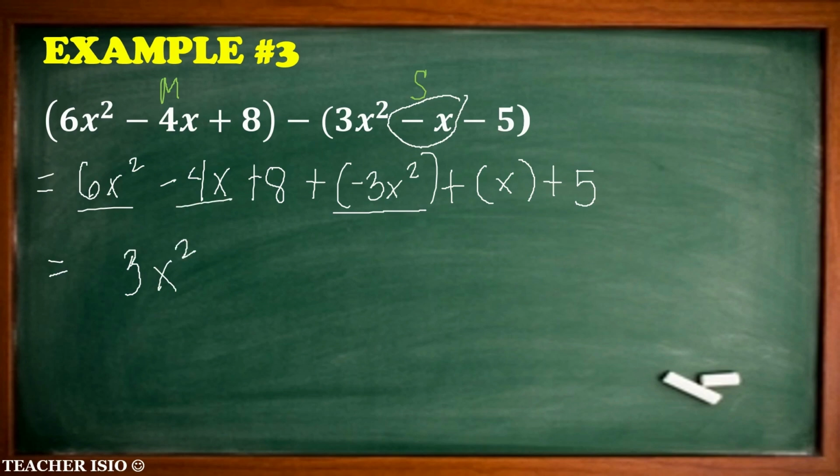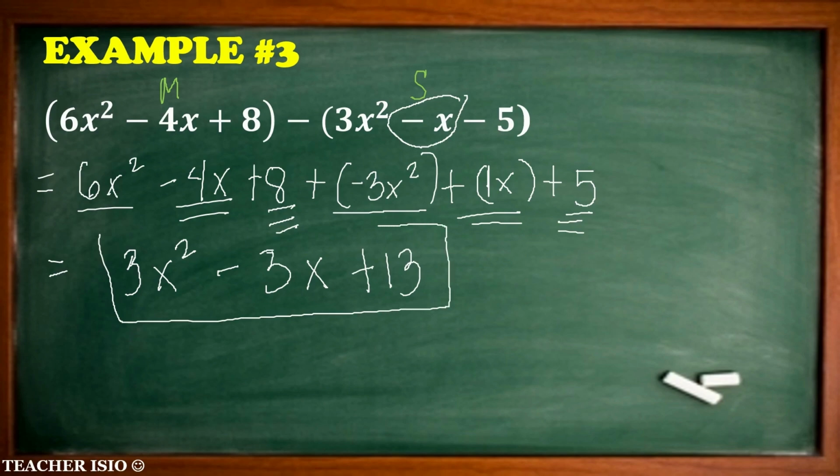Next, negative 4x plus x, we have, diba, may invisible 1 dyan. So, 1 ang numerical coefficient yan. Hindi na lang natin sinusulat. So, we have negative 4x plus x. So, we have negative 3x. Next, yung constant term na 8 plus 5 we have plus 13. So here's now the answer.